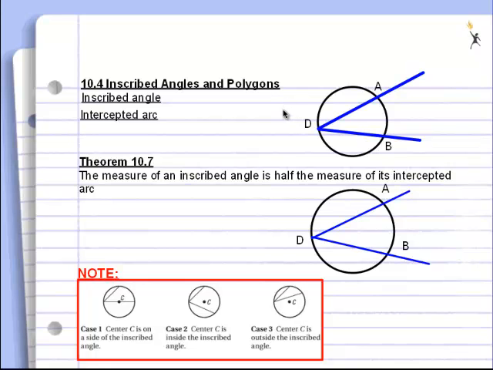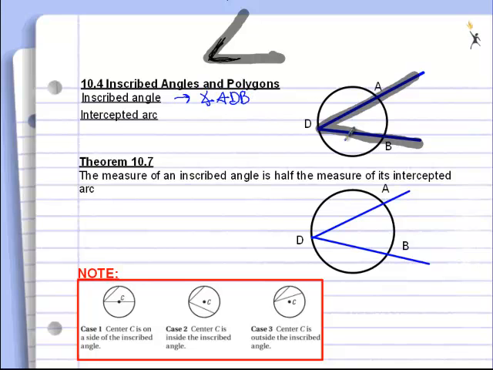All right, the last section that we're using in Chapter 10 deals with inscribed angles and inscribed polygons. Now, an inscribed angle is an angle that is formed without the vertex being in the center. Remember, the very first section we dealt with the vertex being that angle right there. And you'll notice that in this case, the inscribed angle, ADB, does not have the vertex as the center. In fact, the vertex is actually on the circle itself. So, the inscribed angle in this case is angle ADB.